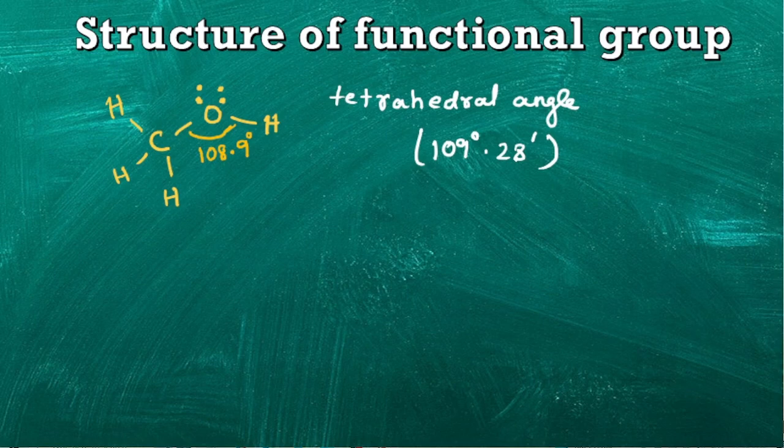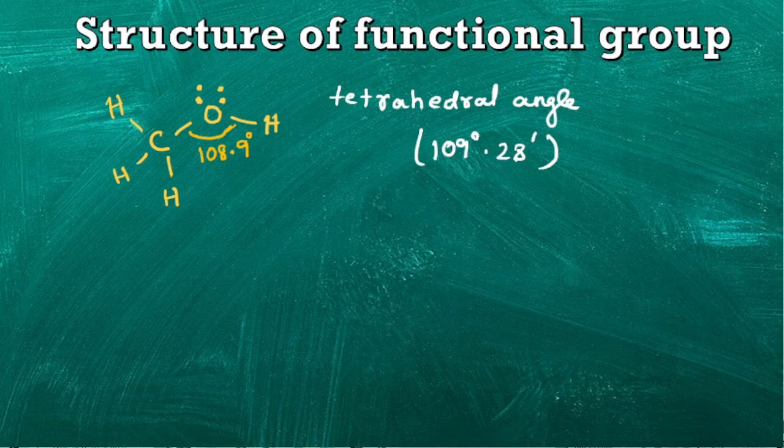But just compare this tetrahedral angle with this image. I have given here 108.9 degrees. How the angle is varying, right? It's not the same angle. The angle present in the figure is slightly lesser than the original tetrahedral angle. The original tetrahedral angle is more, but in the figure the angle shown is less. So why do alcohols have a smaller angle compared to the original tetrahedral angle? That may be asked as a question.